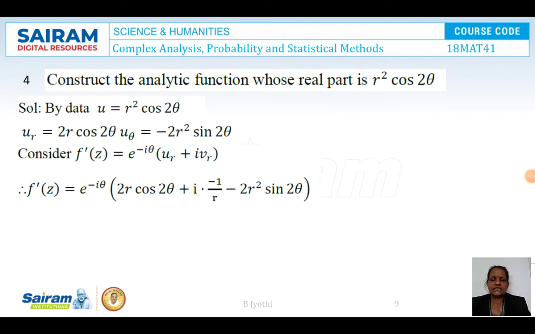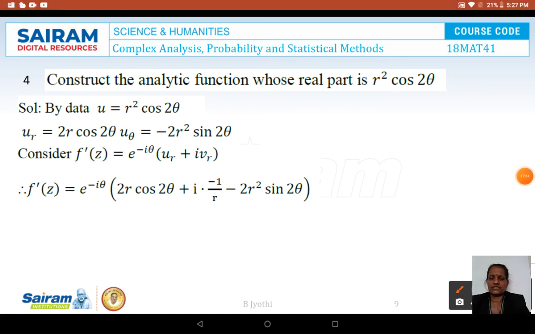Next, let's see the construction of an analytic function whose real part is in the polar form, that is r square into cos 2 theta. By data, u is equal to r square cos 2 theta. So what is ur here? ur is 2r cos 2 theta and u theta is r square into the derivative of cos 2 theta, which gives 2 sin 2 theta with a minus sign.